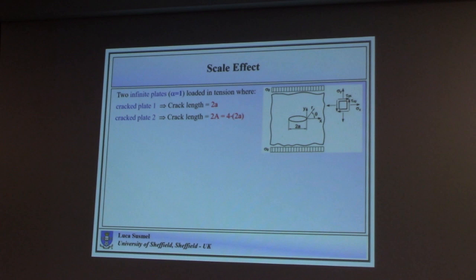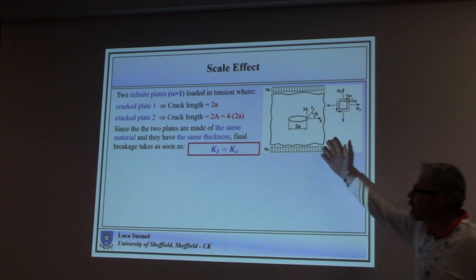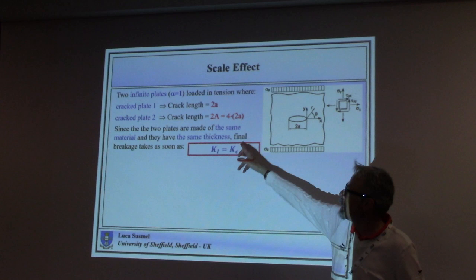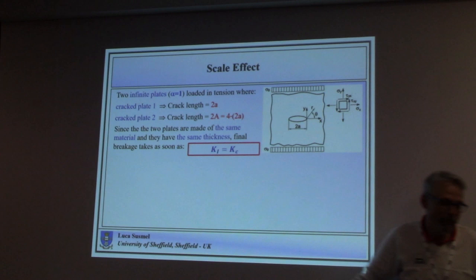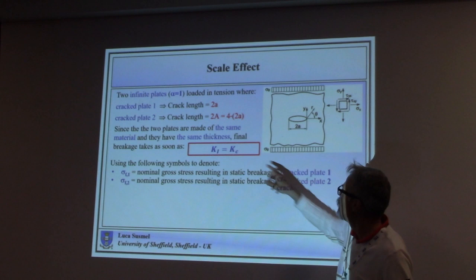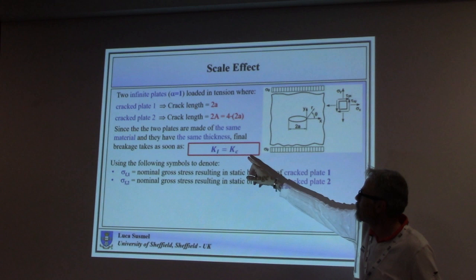Good. So, if we believe in the local approach, we would say that both plates fail as soon as our local K1 becomes equal to Kc. Of course, the basic assumption is that these two plates are made of the same material and they have the same thickness. So, this is what fracture mechanics says. Good. If it's true, we can say that sigma F1 is the nominal gross stress resulting in static breakage of our plate, the one having crack length 2 times little a. And sigma F2 instead is the stress resulting in the breakage of plate 2.